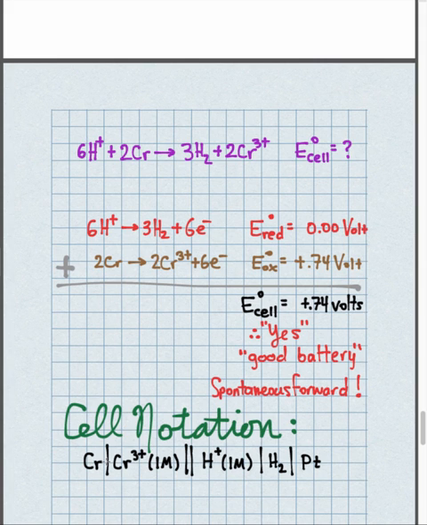Have you guys seen this cell notation before? It's like the salt bridge is here, and this is the oxidation over here, and this is the reduction over here. Yeah, the standard hydrogen electrode is a piece of platinum in contact with hydrogen gas in contact with hydrogen ion in 1 molar acid solution. And the chromium electrode and the chromium aqueous, 1 molar, 1 molar, 1 molar.